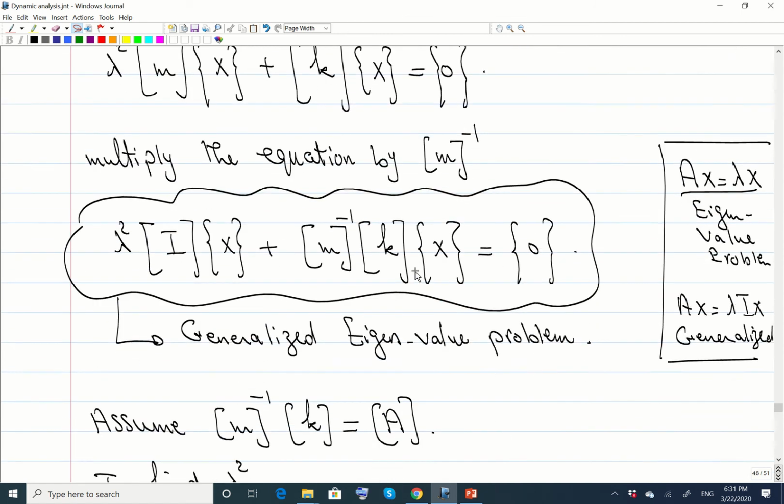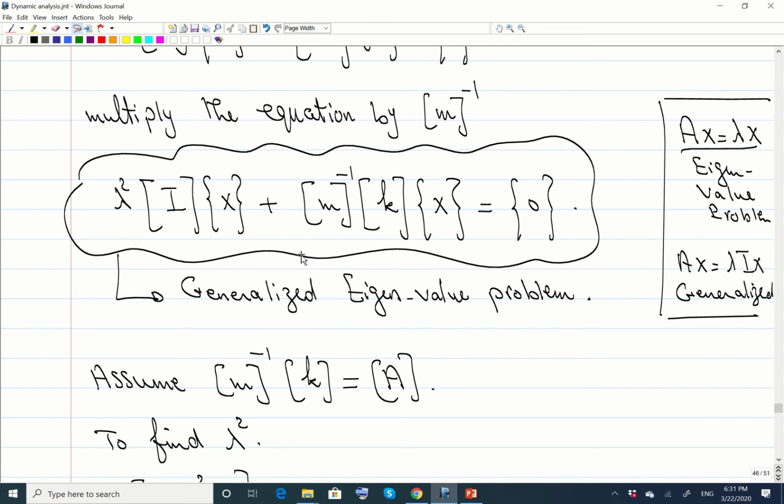As you see here, this equation is an eigenvalue problem, or an eigenvalue equation, where you have lambda squared, a constant, multiplied by the vector x, plus some matrix multiplied by the same vector, equal to 0. If you move this to the other side, simply you have a matrix multiplied by a vector equal to a constant multiplied by the same vector. So how much is that constant that would satisfy this equation?